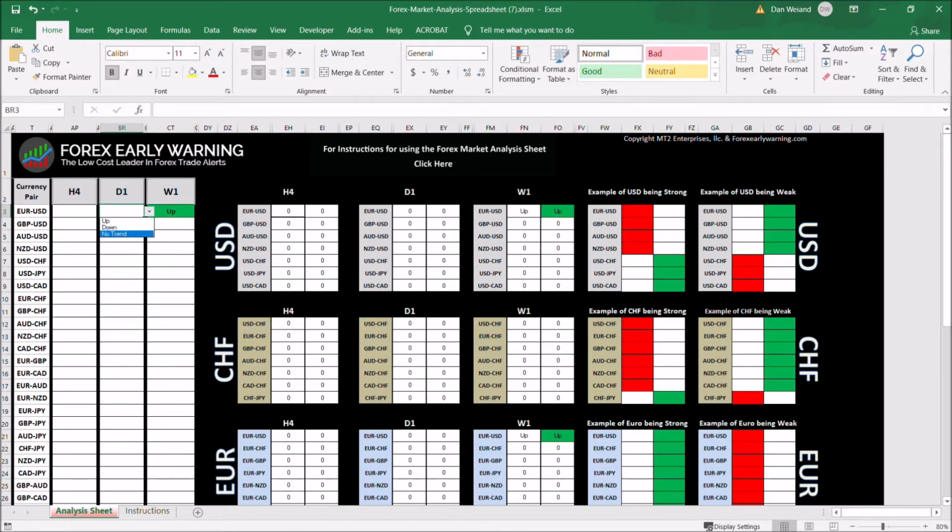D1 had no trend, and the H4 had no trend. And you can see it also populates that on both individual currency sections.